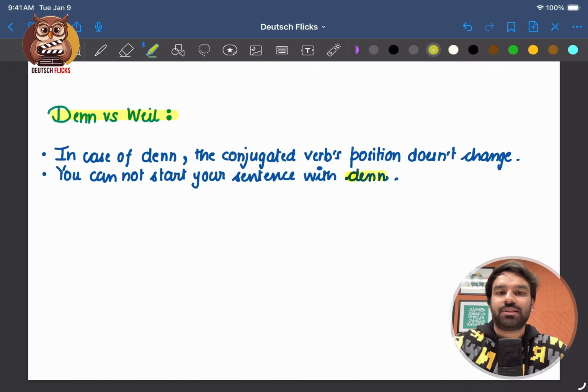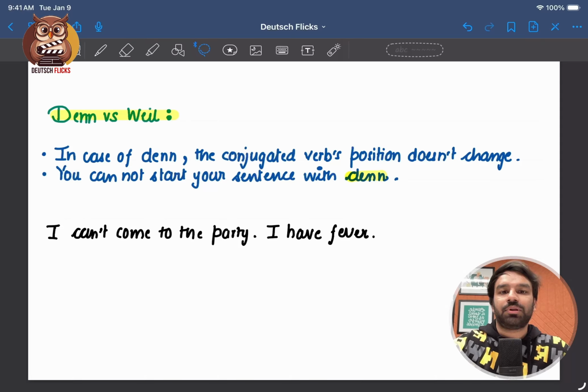Also, another difference is that you cannot start your sentence with denn the way you start your sentence with weil. Now I'm giving you one pair of sentences and you have to connect using weil. You have to show me both the possibilities with weil and one with denn. I cannot come to the party, I have fever. So you also have to translate it in German. We'll discuss this in 5 seconds.